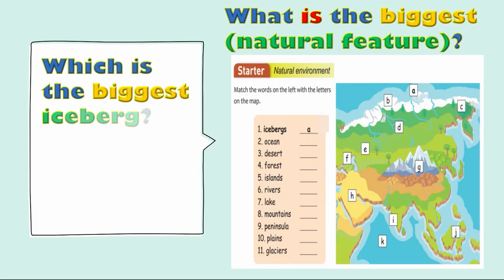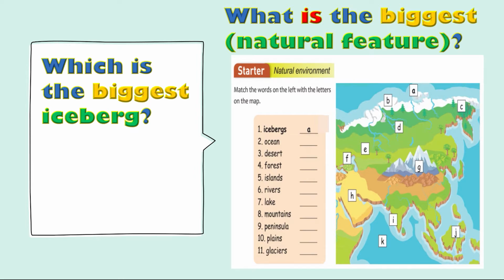So we might say, what is the biggest natural feature? Which are listed from 1 to 11, and our first one is iceberg. Notice how you can also use which. So which is the biggest iceberg? Professor Neil, we can ask in both ways using what or which. Yes. So what is the biggest something? In this case, which is the biggest iceberg? Also we can say what is the biggest iceberg? I'm going to look at some of those examples.